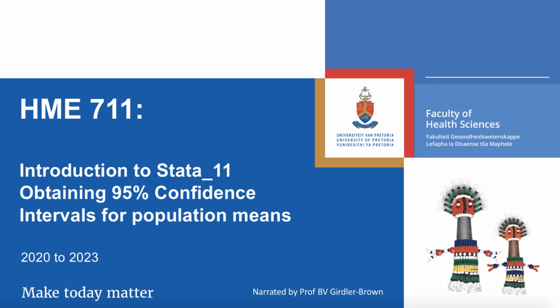We're now going to move on and learn how to obtain 95% confidence intervals, both for means and proportions, using Stata. You did these manually in the previous couple of weeks. We're going to start with the means, and in the following video, we're going to learn how to do it for proportions.